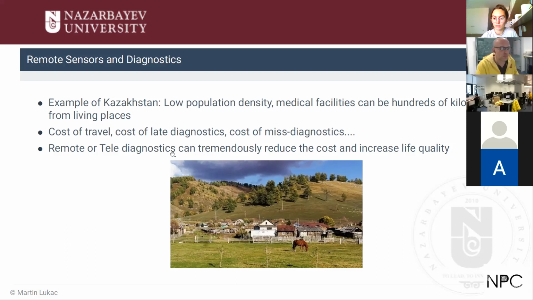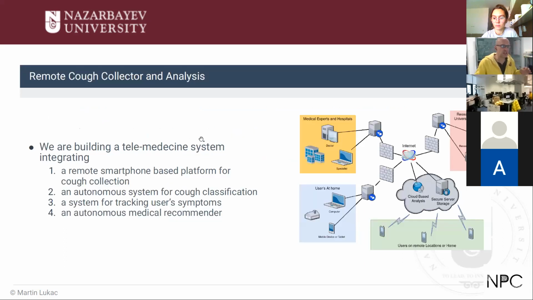And so the idea is that we decided to see if we can build a cough collector and analyzer, with the ultimate target of providing automatic recommendations for people using the application. As you can see, there is some graph, but essentially the idea is that we have created an application in which you can record your cough.